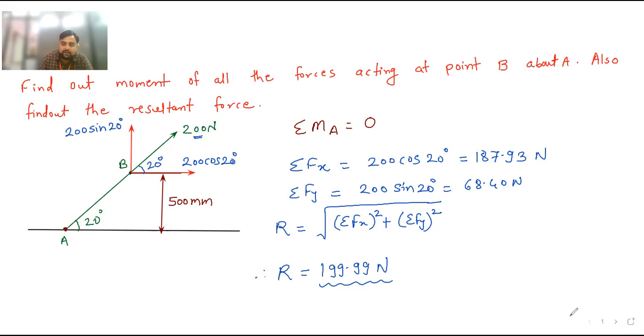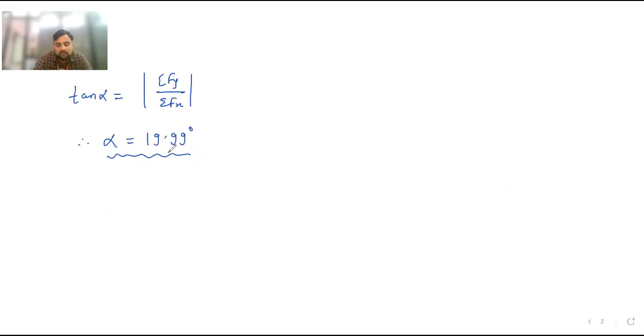Angle is 20 degree. It is inclined at 20 degree. You are here getting 199.99. And a single force is there. It is passing through point A. So its moment will be 0. So the next numerical.